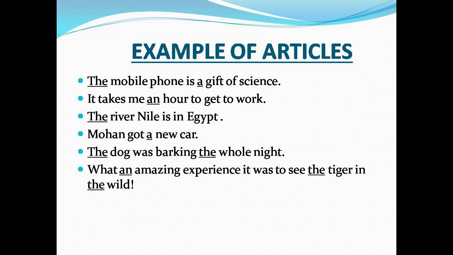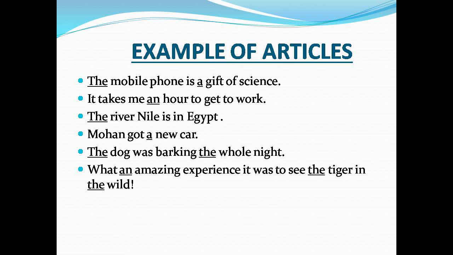When we use these articles in a sentence, I have given a few examples. The mobile phone is a gift of science. The and a are articles here. I have highlighted them. Next example: it takes me an hour to get to work. An is an article. The river Nile is in Egypt. Here we are highlighting the.